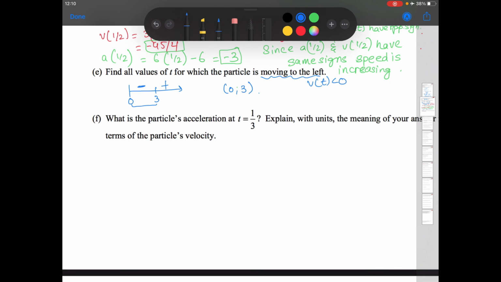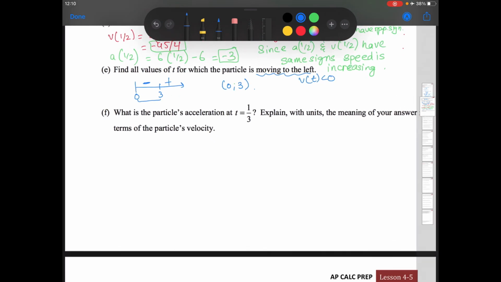What is the particle's acceleration at t equals 1/3? Explain with units the meaning of your answer in terms of the particle's velocity. So I already know my a of t. I'm going to find a of 1/3, which would be 6 times 1/3 minus 6, which is 2 minus 6, which is negative 4. And it will be what? Miles, right? My velocity units are miles per hour, so it'll be miles per hour squared.